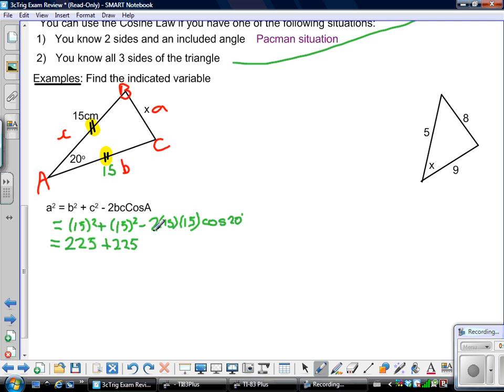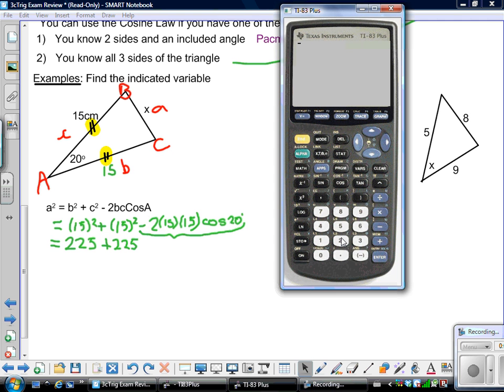And then I have minus 2 times 15 times cos 20. So this whole thing together I have to type into my calculator. Okay, so that whole thing, because everything there is being multiplied. Order of operations tells me that all of that has to be multiplied together. So I'm going to enter negative 2 times 15 times 15 times the cos of 20. And I'm going to get a decimal, and I have a negative number as well. So I have negative 422.